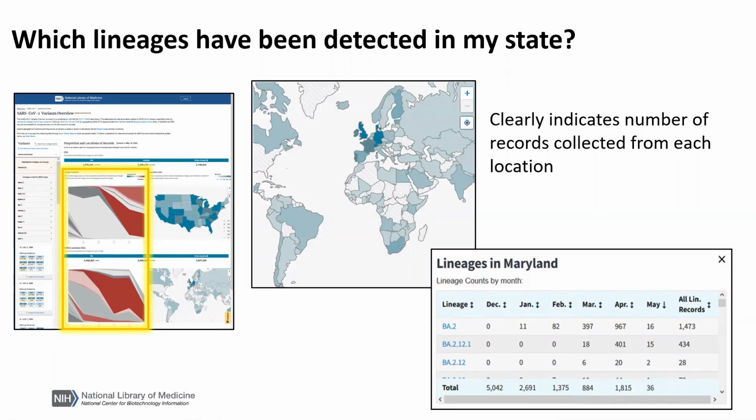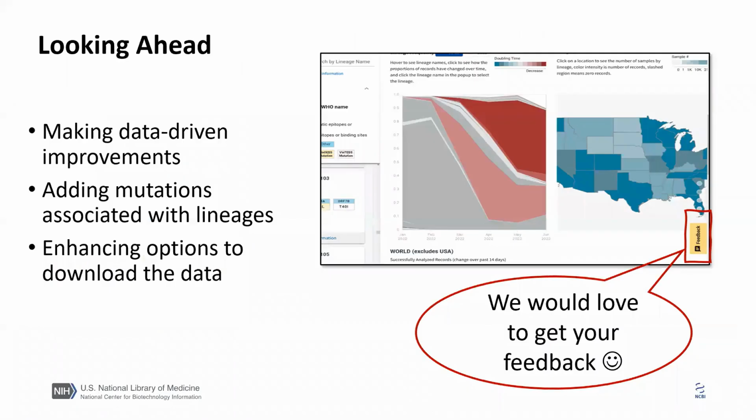Another question many people are interested in is which lineages have been detected in my state or my country. When no lineages are selected, the US states and countries are colored to show the number of samples classified as a lineage with CDC status. And if a lineage is selected, then the maps only show the counts for that lineage. Clicking on a location also generates a pop-up with lineage counts, the total number of samples, and the number of lineage records collected over all time.